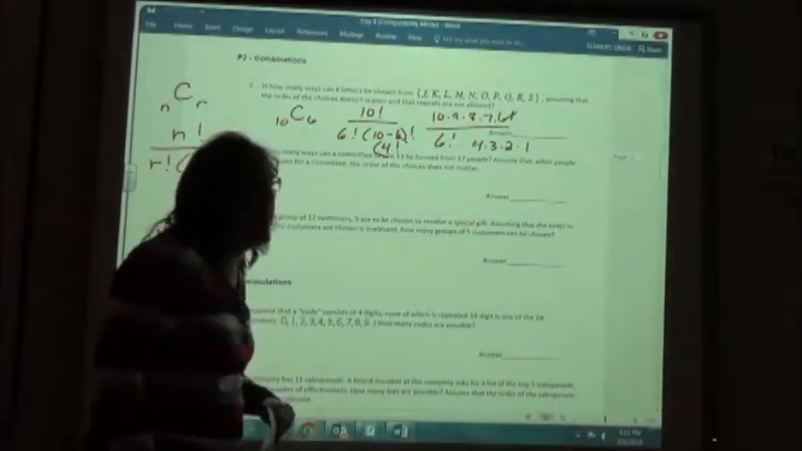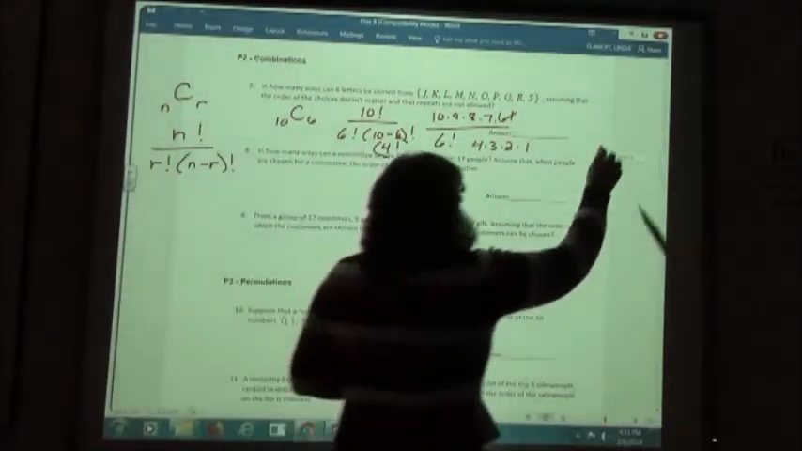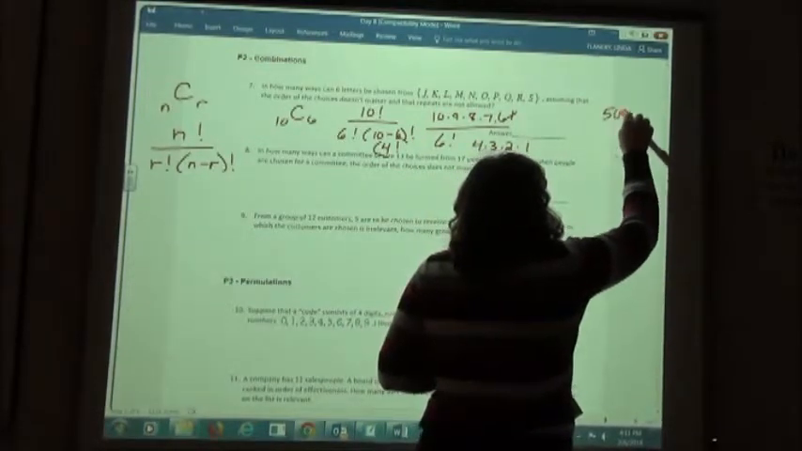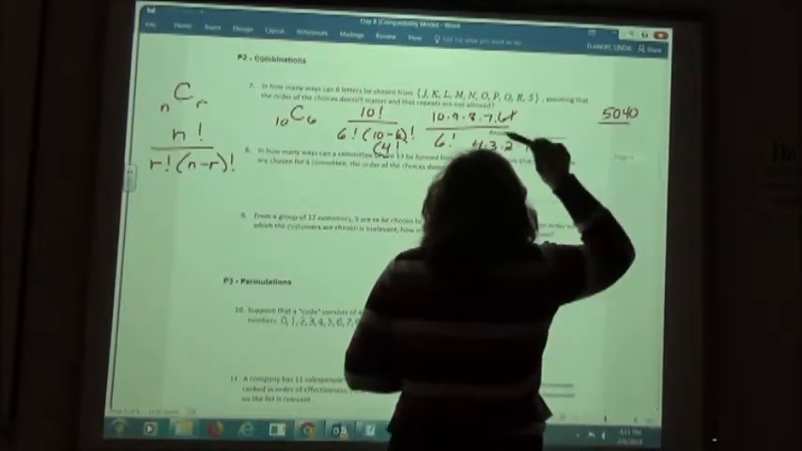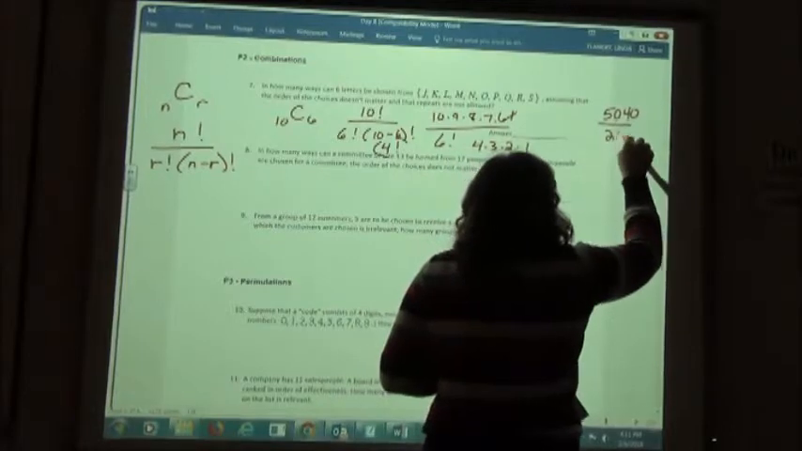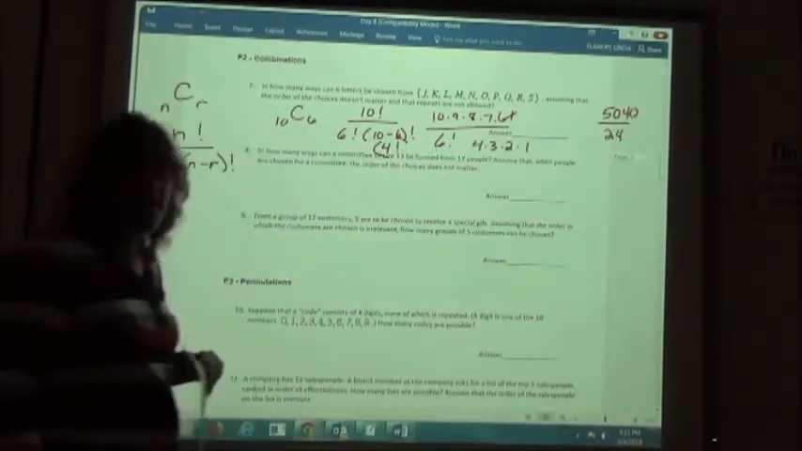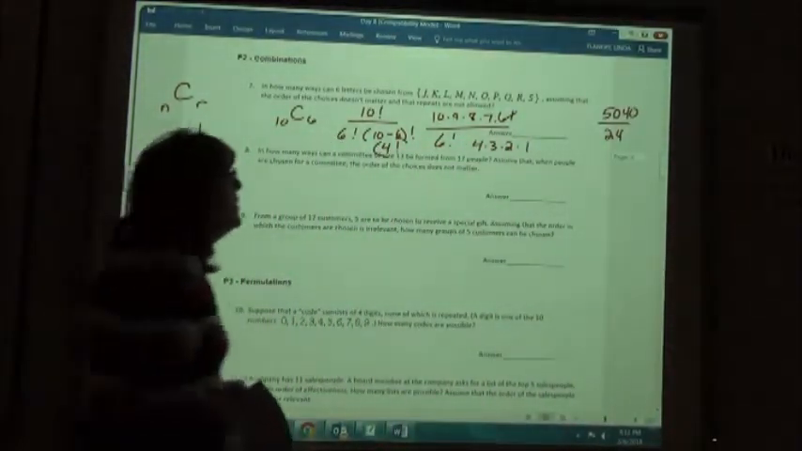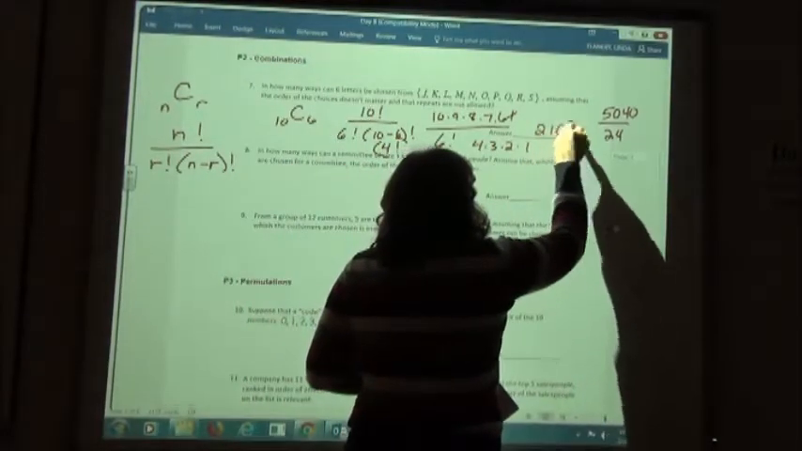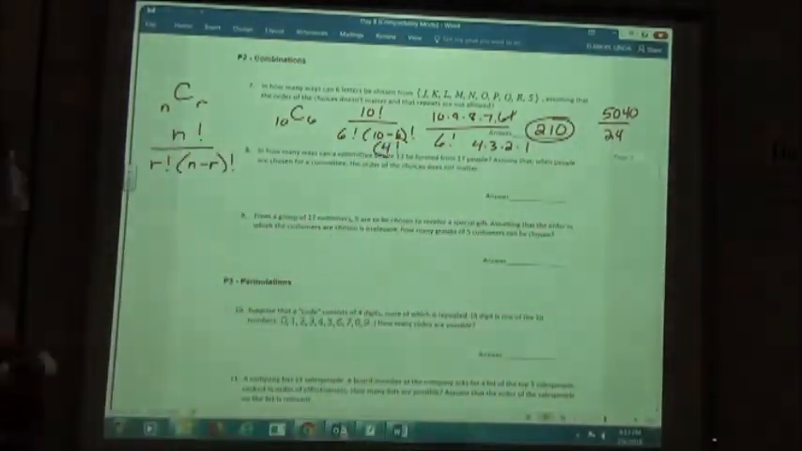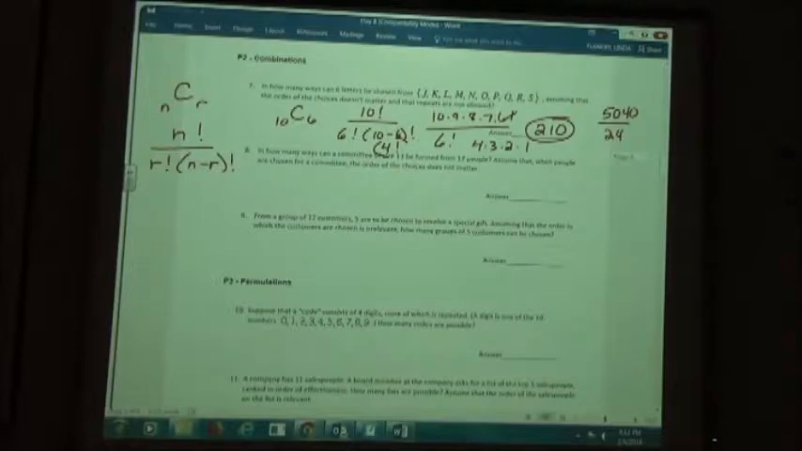On the top, I would get 5,040. Yep. On the bottom, I'm going to get 24. That should divide in there nicely. 210. There are 210 different ways that I can choose 6 letters from that list of 10.